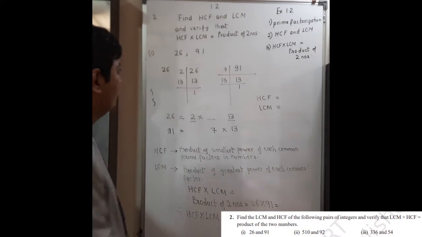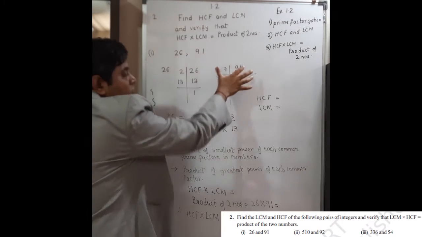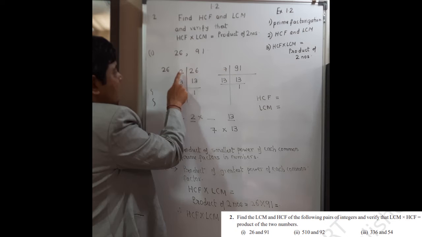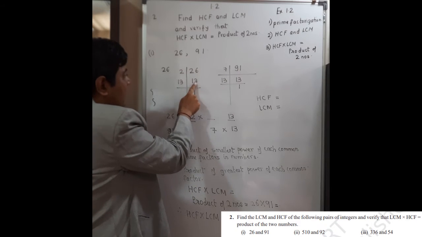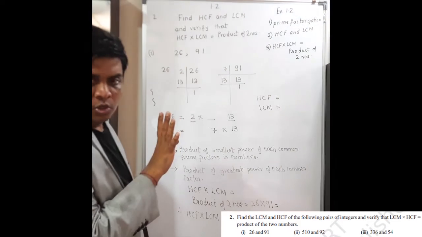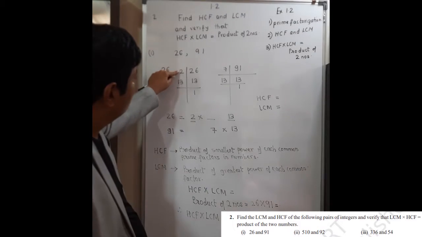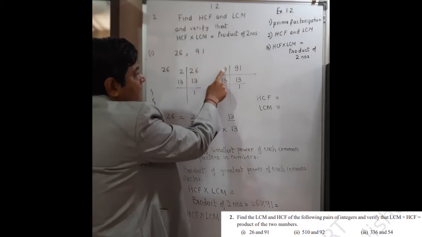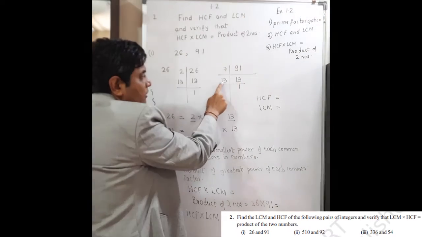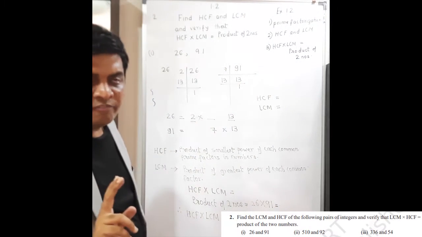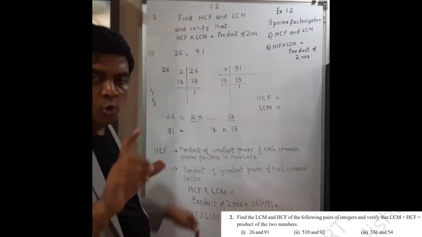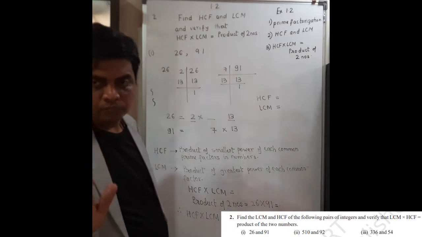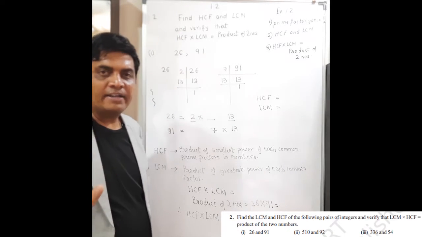What we have to do basically, first we will find the prime factors of both of them. The prime factorization of 26 is 2 times 13. So how many prime factors are involved? 2 and 13. For 91, the prime factors are 7 times 13. So how many prime factors are involved? 7 and 13. Total how many prime factors are involved? 1, 2 and 3. So there are 3 prime factors involved.